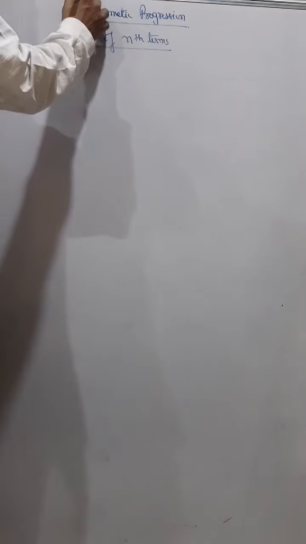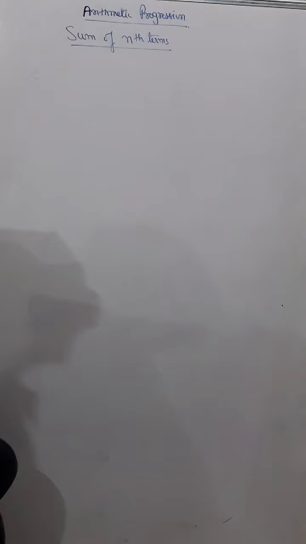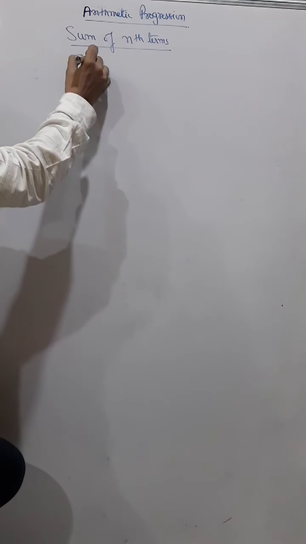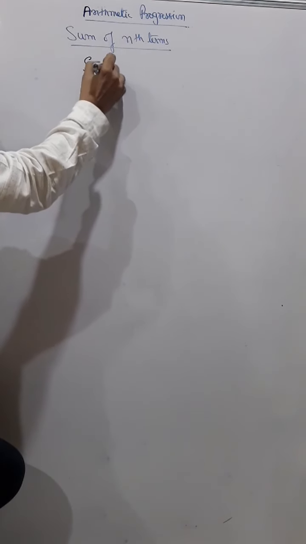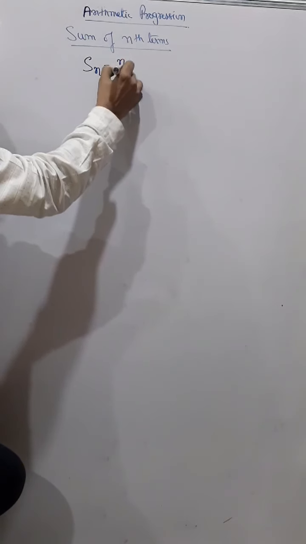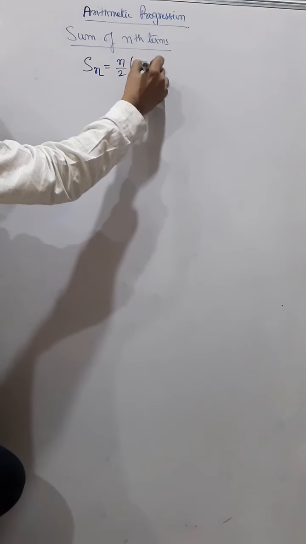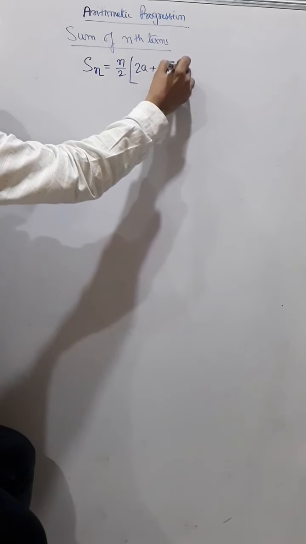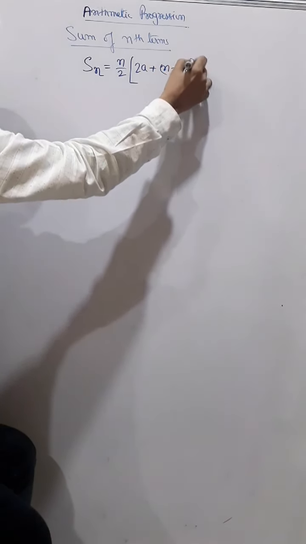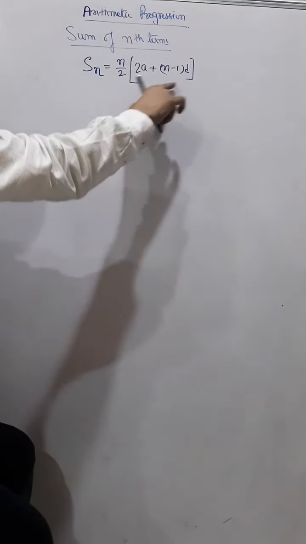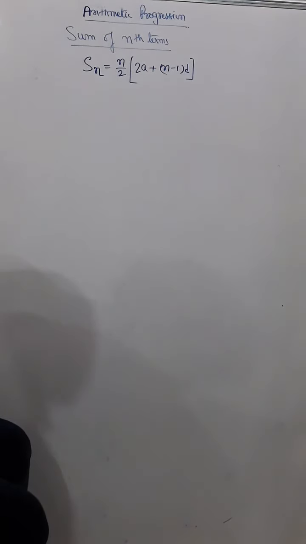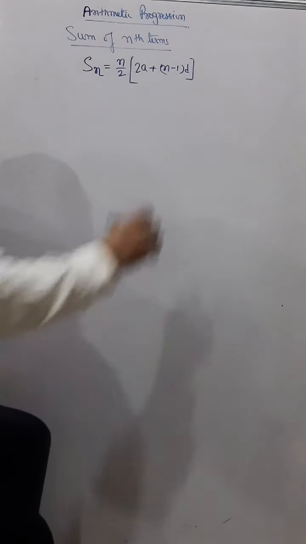Okay, students, this is arithmetic progression part 3. Today we'll study how to find the sum of the nth terms of an AP. The formula is: sum of n terms equals n by 2 into 2a plus n minus 1 into d. So this is how we find the sum of the nth term of an AP.